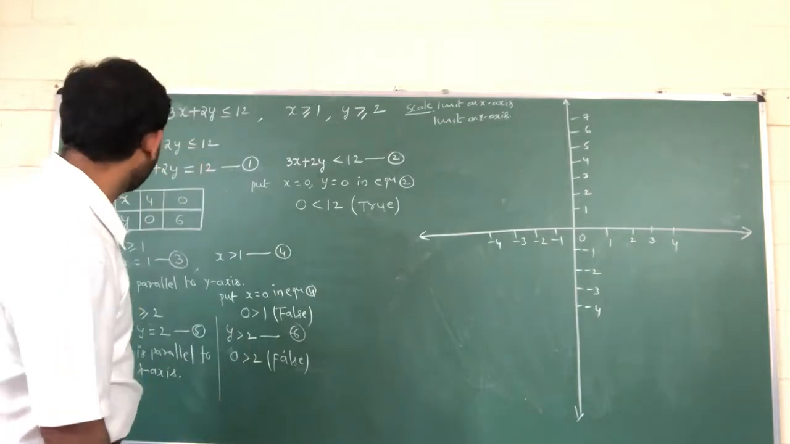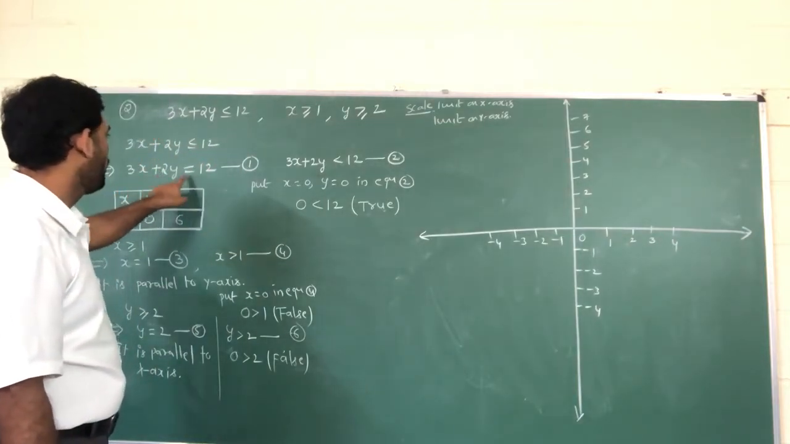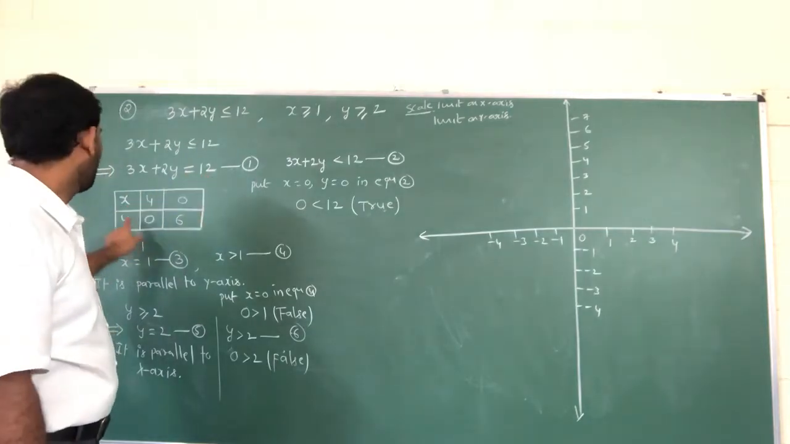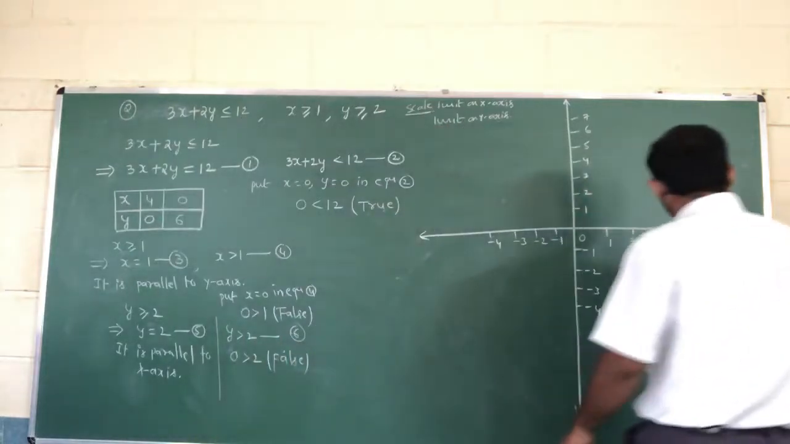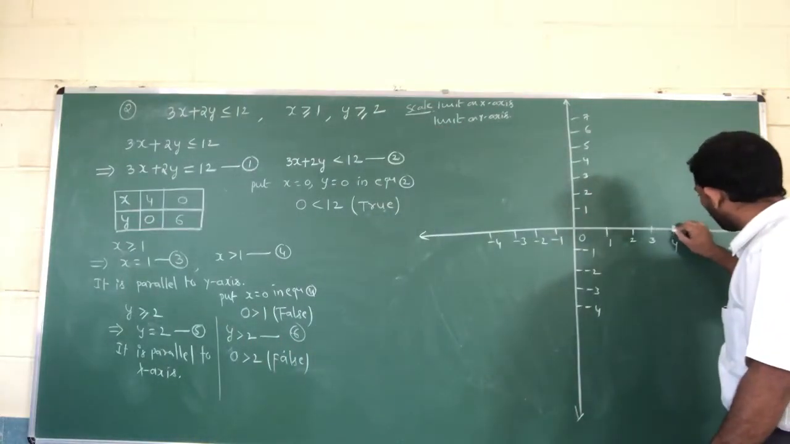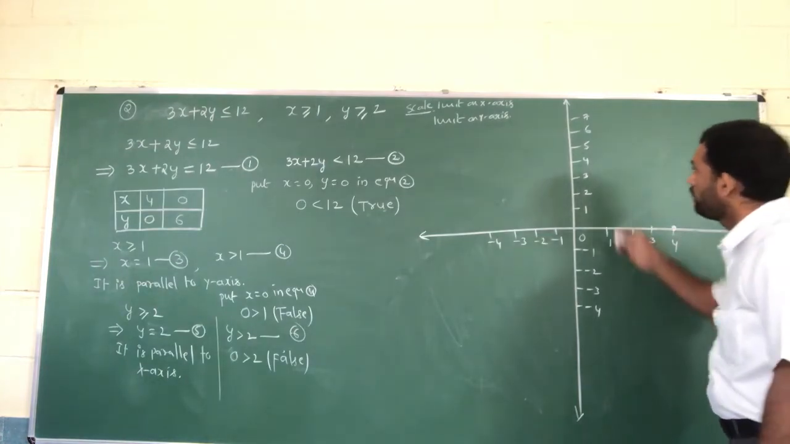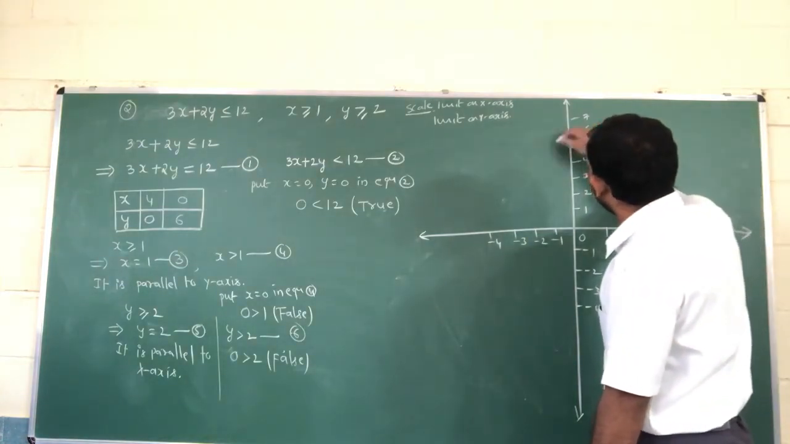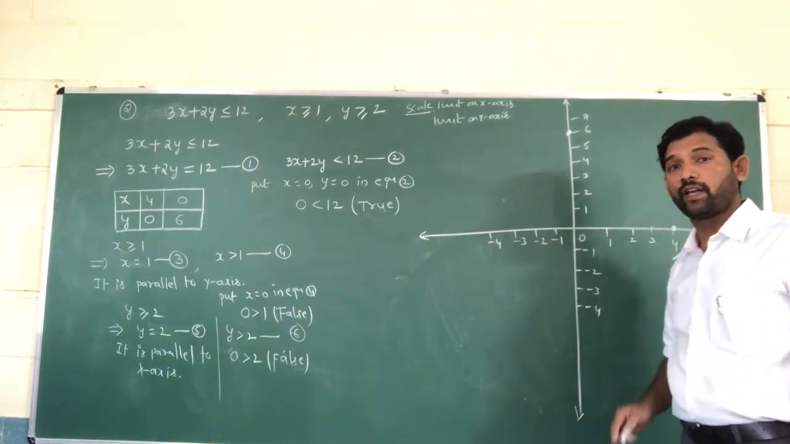Represent one by one. First one is what? 3x plus 2y equal to 12. So x equal to 4, y is equal to 0. x is equal to 4 means the point is here. Next, y is equal to 6 means here. So join these 2 points with a dotted line or a dark line.